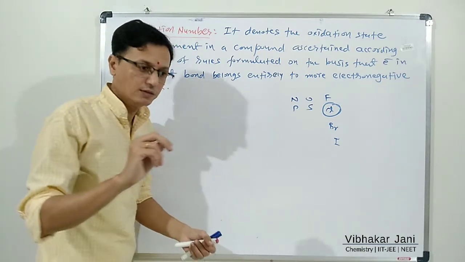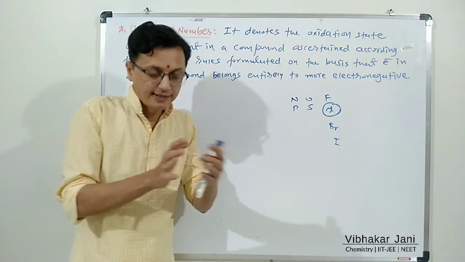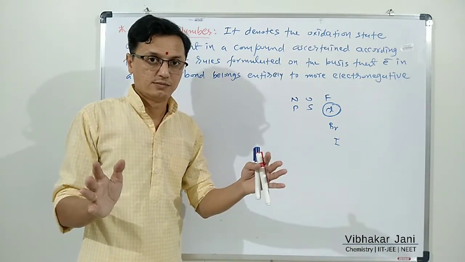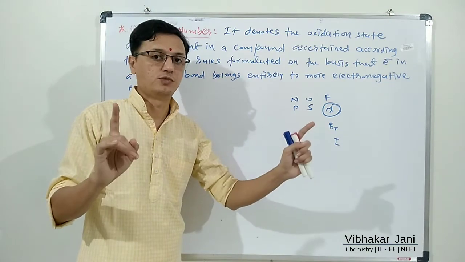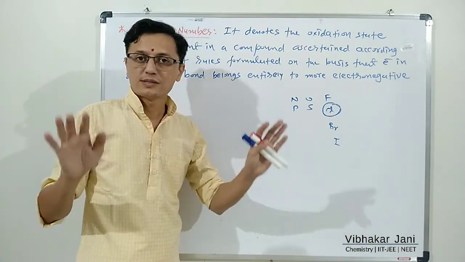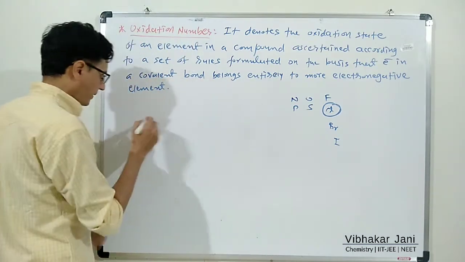Sometimes in high school level, oxidation number and valency are considered as synonymous, but they are not. There is a vast difference between these groups. Oxidation number and valency are not synonymous words. Okay. Now let us clear it first.